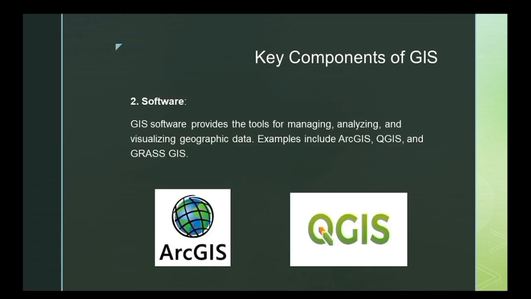Number two is software. GIS software helps to provide the tools that we use for managing GIS data, for analyzing and visualizing our geographic data. Examples are ArcGIS, QGIS, ERDAS Imagine, Google Earth Pro, and so on and so forth.